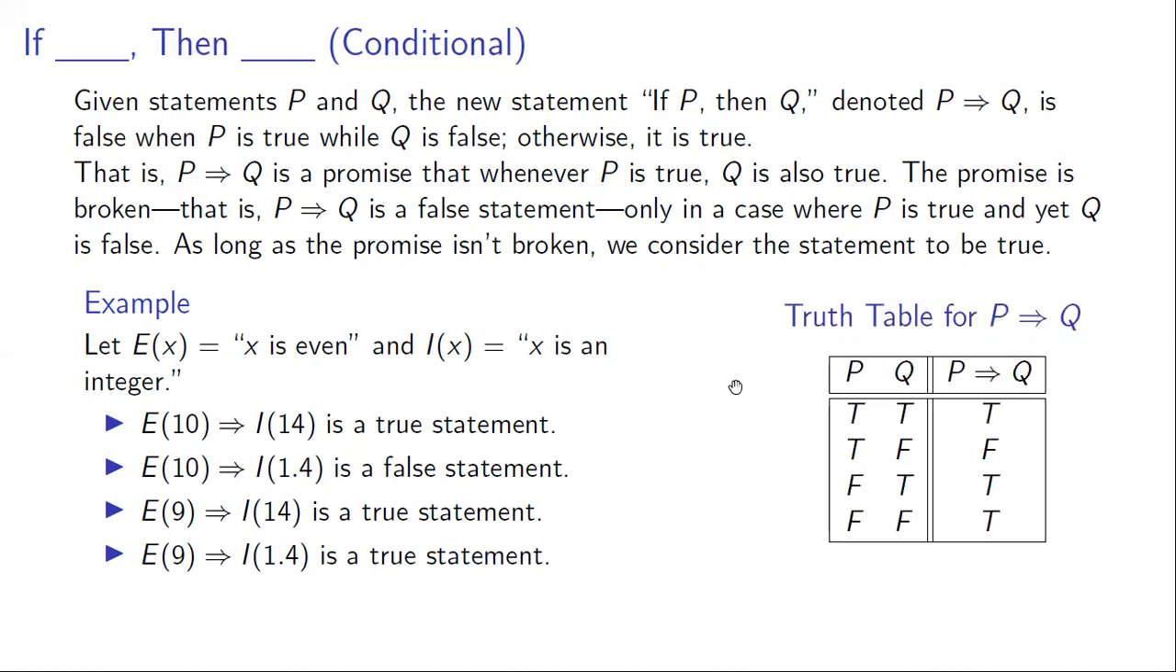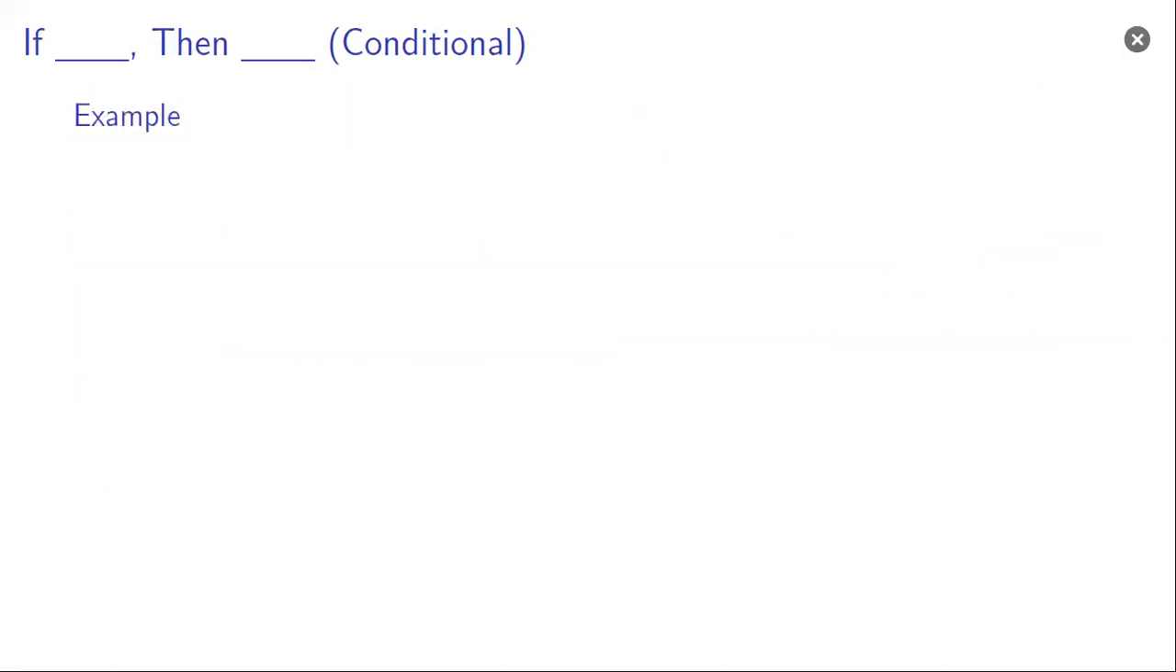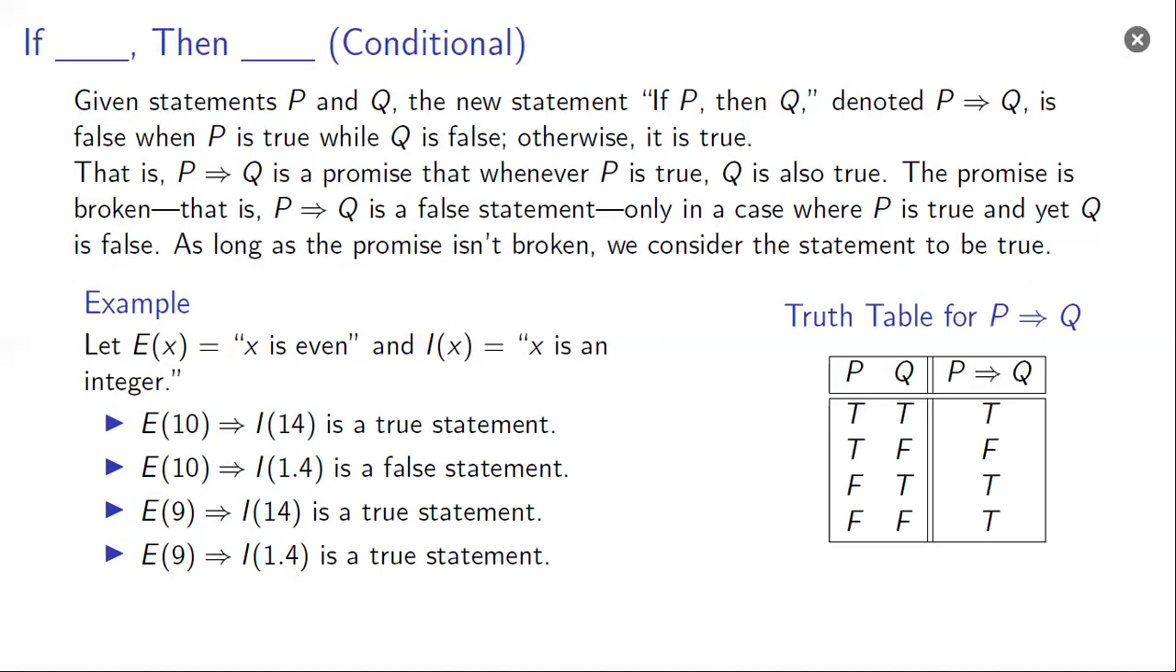Here's a truth table for "if P then Q." As usual, we do true, false for this column, and then true, true, false, false for this column. In the case where P is true and Q is true, then "if P then Q" is true. In the case where P is true and Q is false, then the result is false. That's the only case where it is false, because that's where the promise is broken.